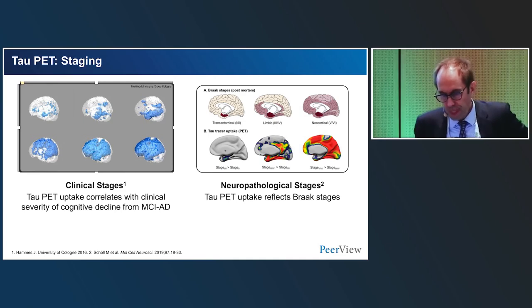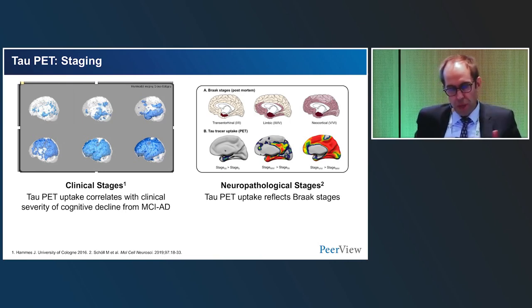Tau PET also allows staging, as we discussed before. This is the core value, the core 2 value of this tool. We see on the left side different clinical stages with higher disease severity. There's a clear increase of uptake here in the tau PET.